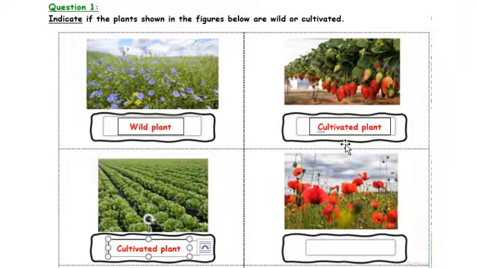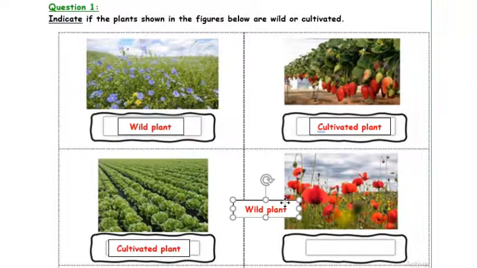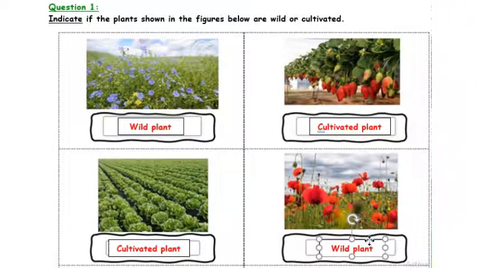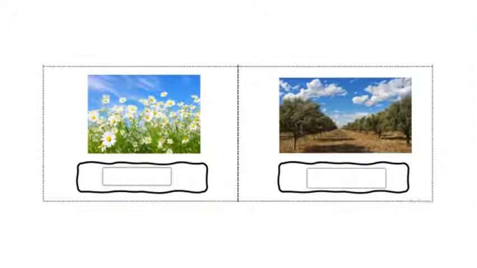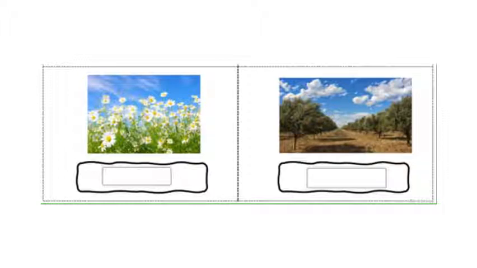And the fourth pic shows a wild plant, white flowers. No one is caring for these flowers, so these are wild plants. The fifth pic shows a flower that is very useful to man, but these flowers grow in the wild without our help. So these are wild plants.